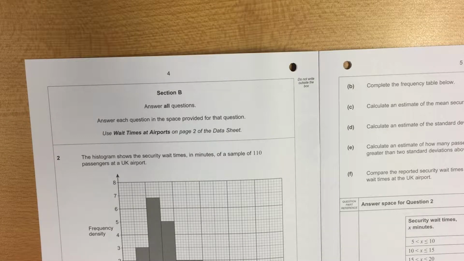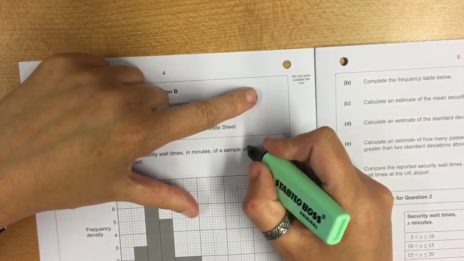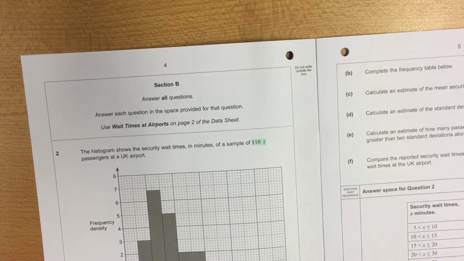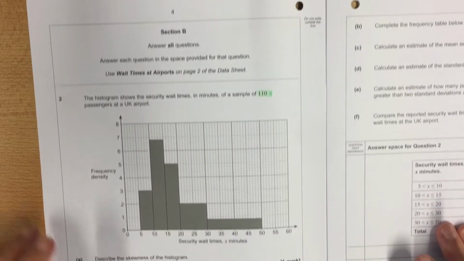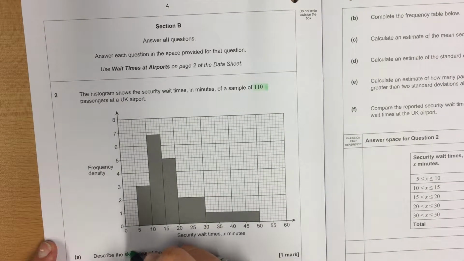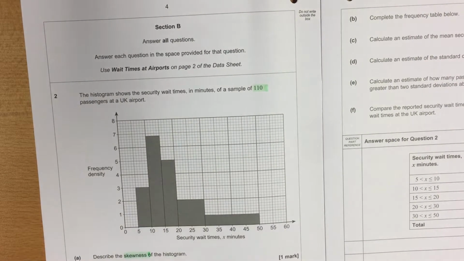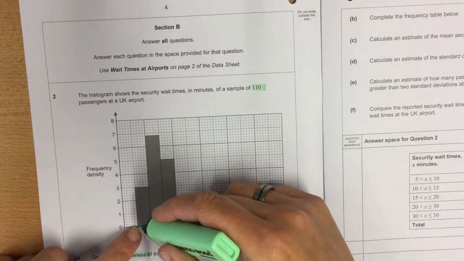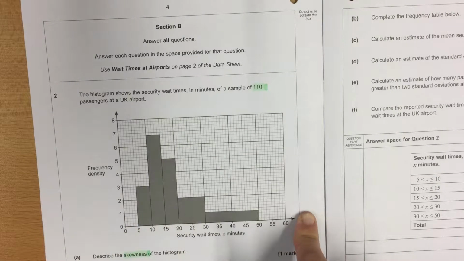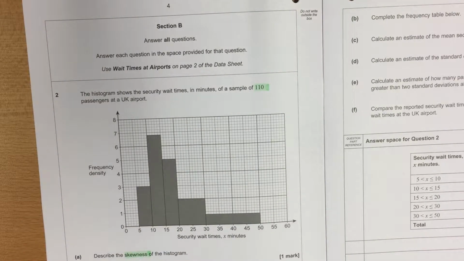Question 2. Things that we know to start off with is that we have a sample of 110 passengers at a UK airport. That's potentially useful in a moment. So first off, we are looking for the skewness. If you think about it as a normal curve, it's been stretched in this direction, and this direction is positive, so it will have positive skew.